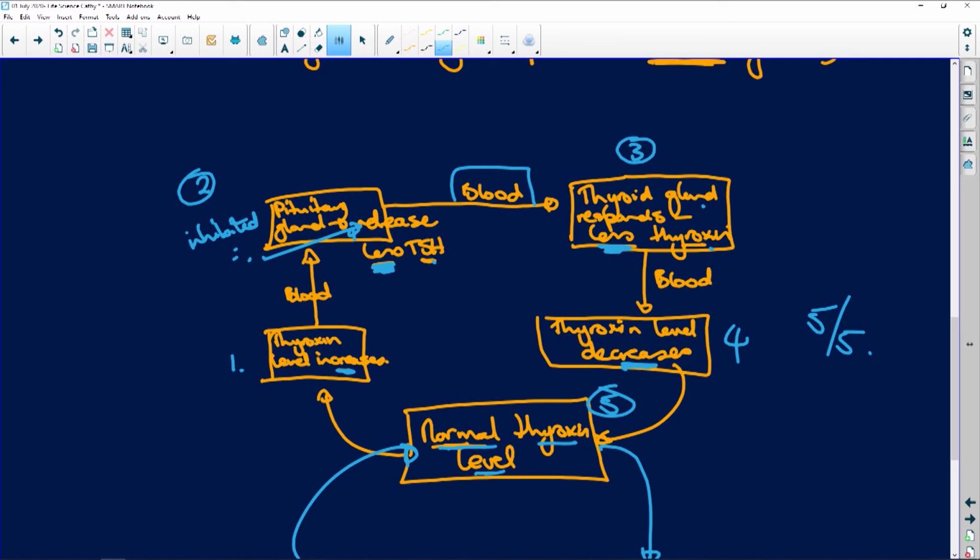And if they said to you a decrease in the thyroxine level, it's the other side of the schematic I've just done.